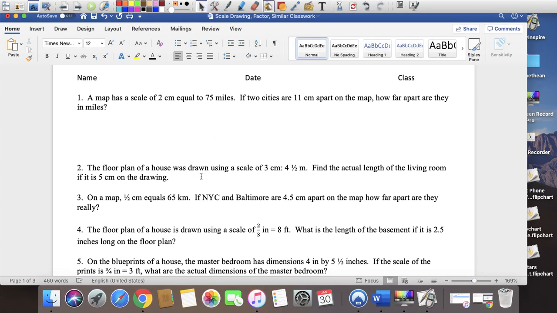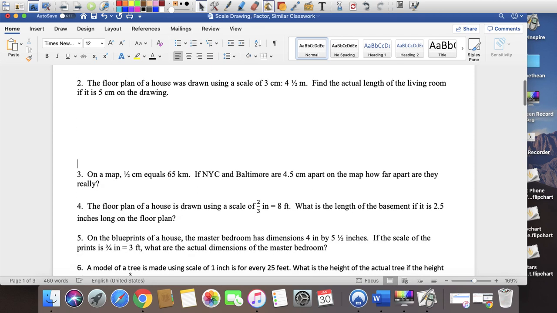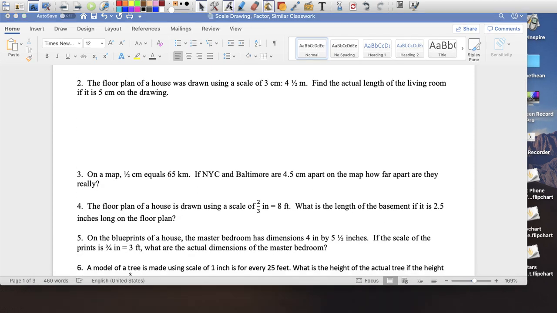2, floor plan. Again, here's my ratio: 3 centimeters is going to be 4.5 meters in real life. So if the drawing in the floor plan of the living room is 5 centimeters, what would be its measurement in real life? So here we go.